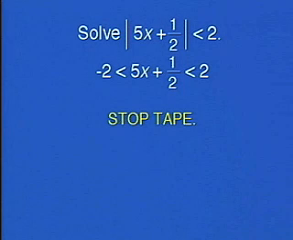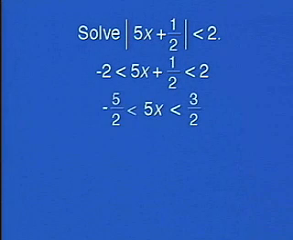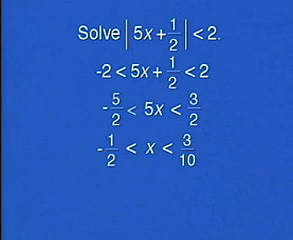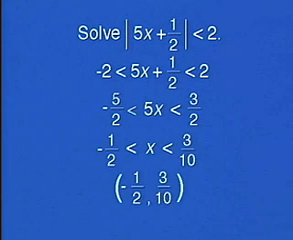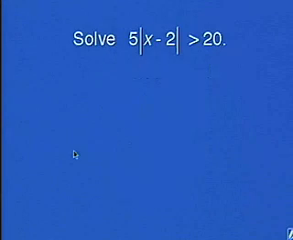Let's look at the solution to this inequality. First, we need to subtract 1/2 from each part of the inequality, and then we need to multiply each part by 1/5. This gives us negative 1/2 is less than x is less than 3/10. So the solution to our inequality can be written as the open interval from negative 1/2 to 3/10.